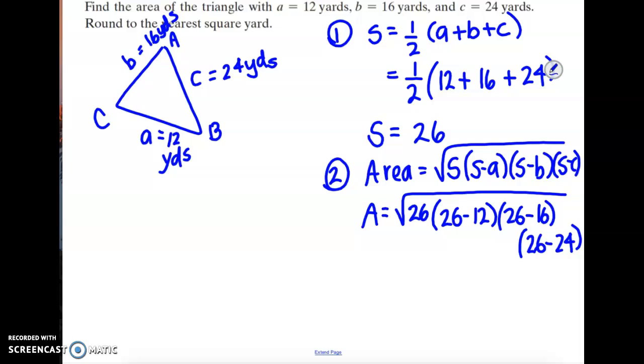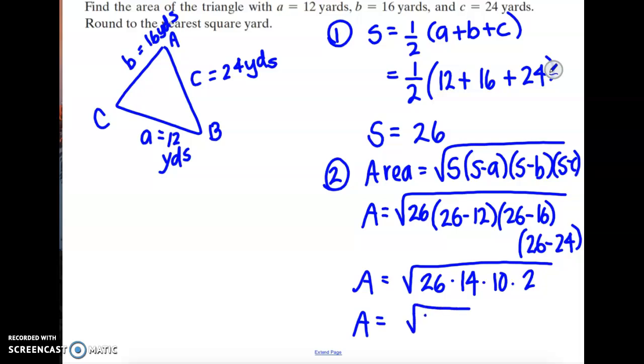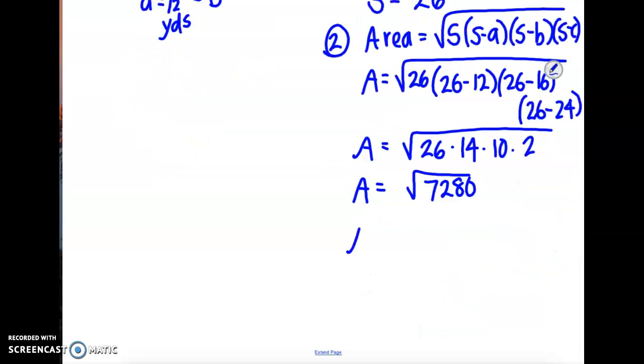Then you want to simplify those values. 26 times 14 times 10 times 2. Multiply those values together, and you're going to get the square root of 7,280. Substitute into your calculator, and you're going to get the area to be about 85 yards squared.